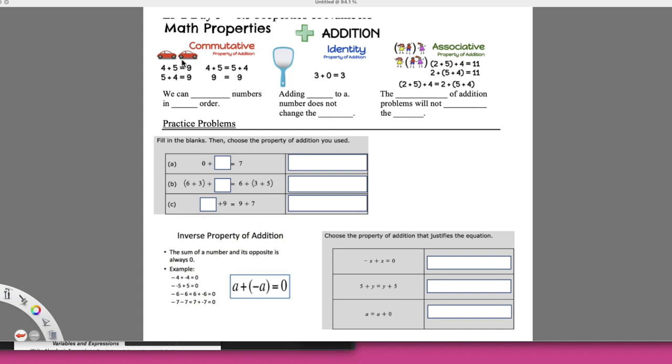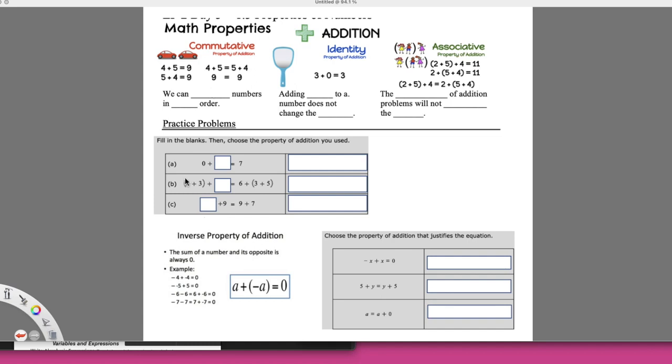They give you little symbols here to help you remember a little bit, like commutative, to commute, to move around. We can think of it that way. So we have 4 plus 5 equals 9, or 5 plus 4 equals 9. 4 plus 5 is the same or equal to 5 plus 4 because they both equal 9 on either side. So it doesn't matter which way I add the numbers. 4 plus 5 is the same thing as 5 plus 4.